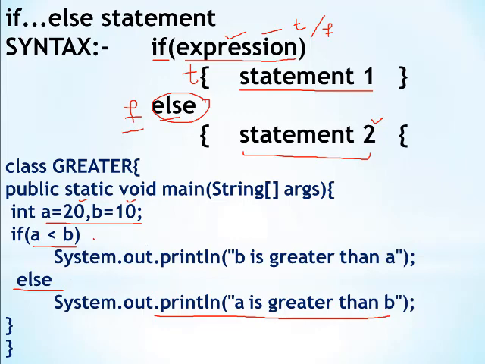And if it is true, like if you take a as 10 and b as 20, in that case the first part will be true. In that case it will execute the first statement. Now here these curly braces are optional when there is only one statement included within if or else. But if there are multiple statements, then these curly braces are compulsory to be used.